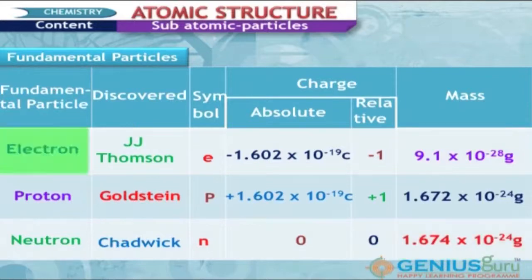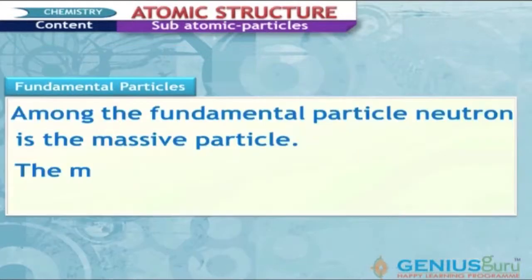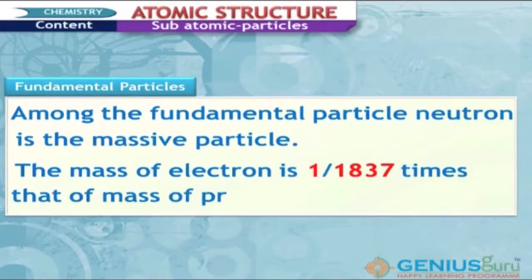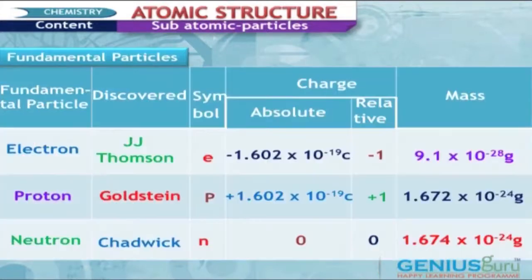And now coming to the electron, the mass of the electron is 1 by 1837 times the mass of the proton. And coming to the charge, neutrons are chargeless species; electron and proton, these two have the same charge but with opposite sign. So this is about the subatomic particles.